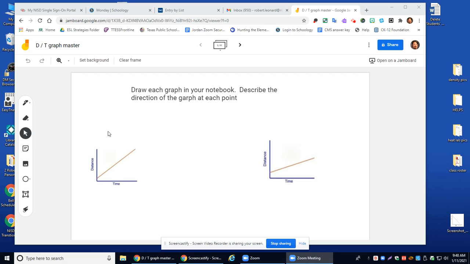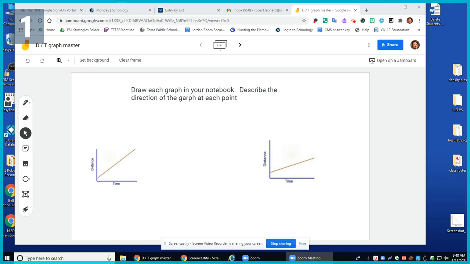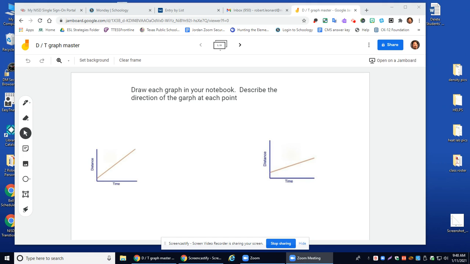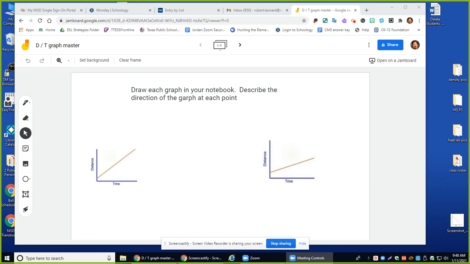But anyways, with that being said, everybody have their science notebook out, ready to go? Draw graph number 1. Here's graph number 1 right here. Oh, y'all can't see my screen yet, can you? No, you're not screen. All right, there we go. Okay, there's graph number 1. Everybody go ahead and draw graph number 1.